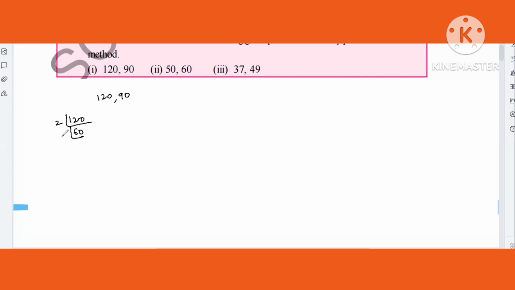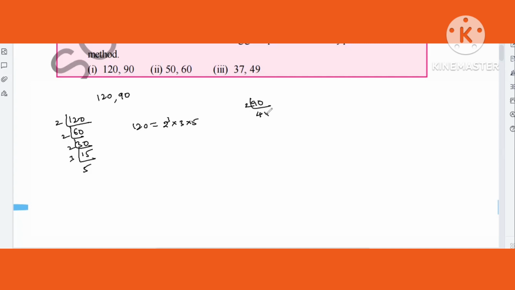2 6s are 12, 2 30s are 60. So you know that while you're dividing with 2, you just have to halve it. Half of 120 is 60, half of 60 is 30, half of 30 is 15. So again, I can't divide 15 by 2. So next you have to go for the next prime number 3. 3 5s are 15. So 120 equals 2 to the power of 3 into 3 into 5. Now 90.